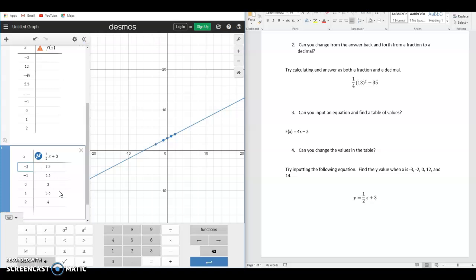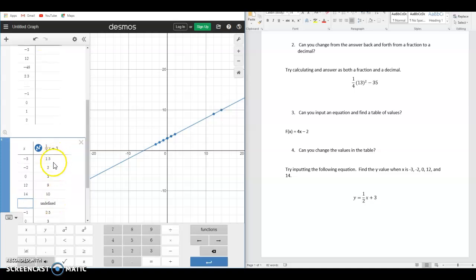So we've got -3, -2, 0, 12, 14. So really easy. Here are all the y values over here on the right. Here's our x values. So this can be really useful for a lot of things. It can help us graph. Notice it put these points on the graph for us. We're going to be finding these values in this unit. So some really important tools to be able to do.